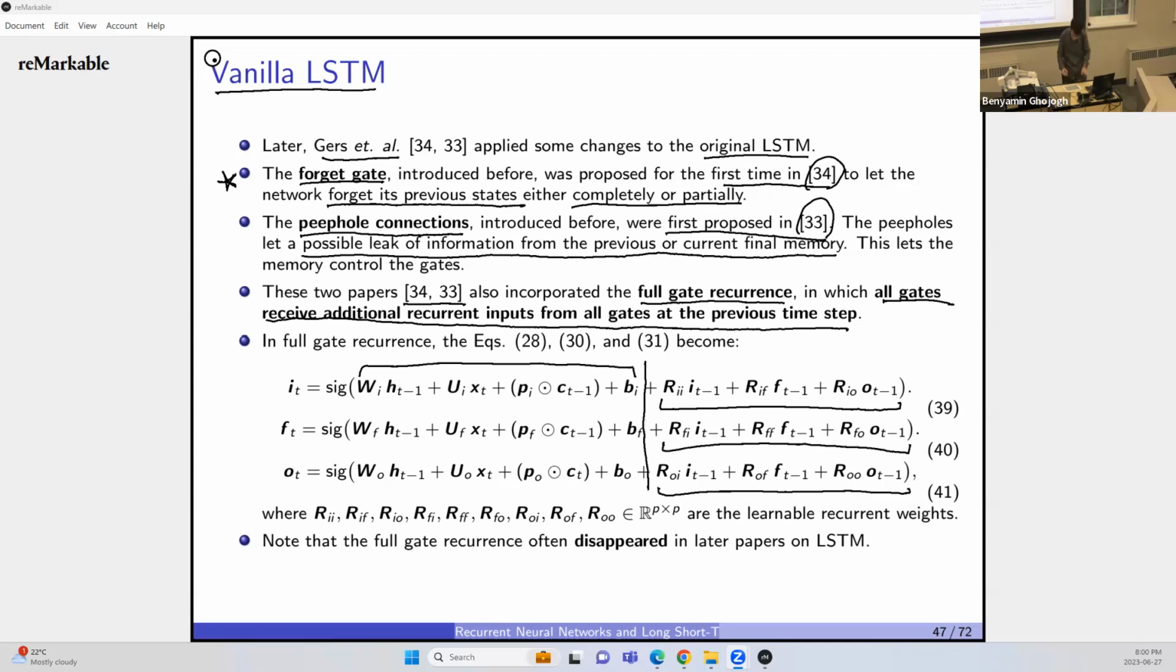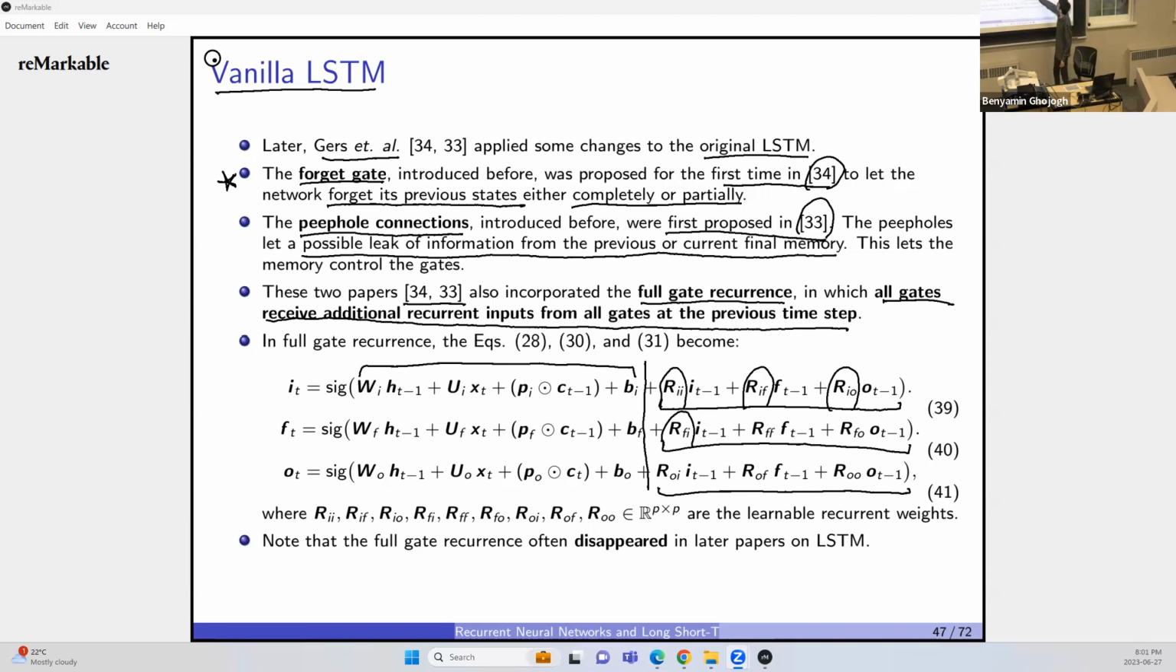So using some learnable parameters, R_ii, R_if, R_io, R_fi, doesn't matter, all of these parameters are learnable. Do you know what this means? It is a fully connected layer. We already talked about it. These are just fully connected layers, nothing very complicated, which take inputs from i_{t-1}, and the layer is R_ii transpose.